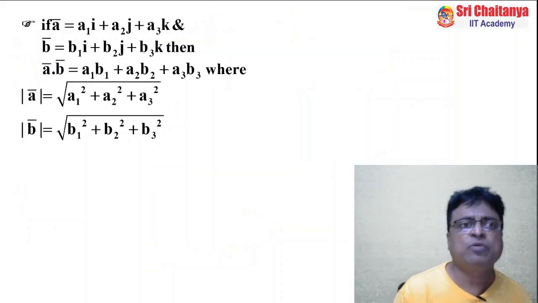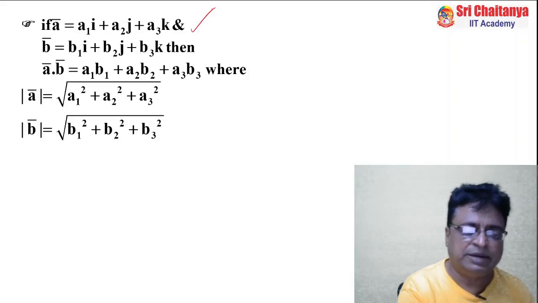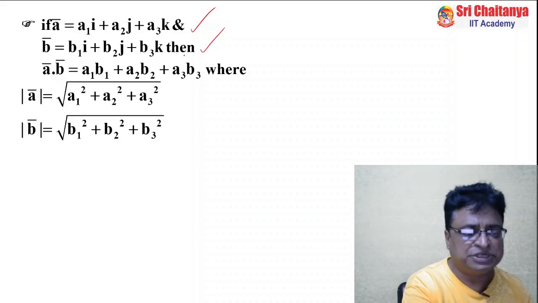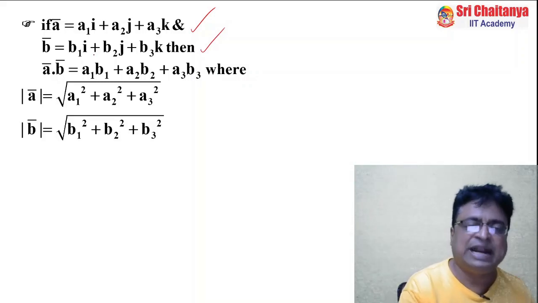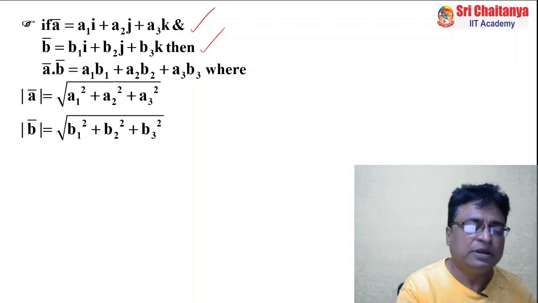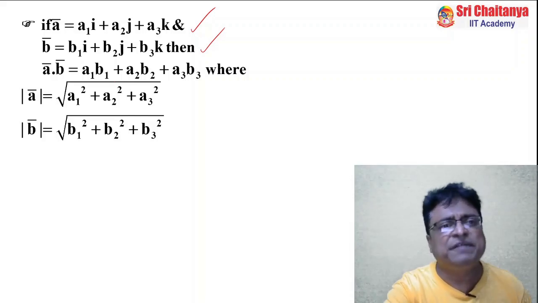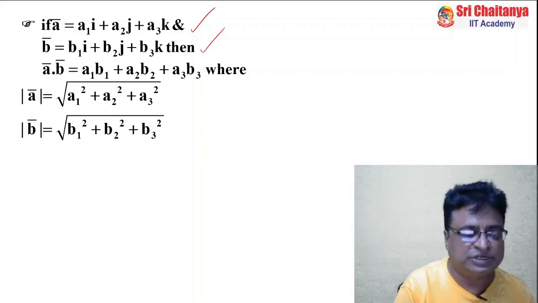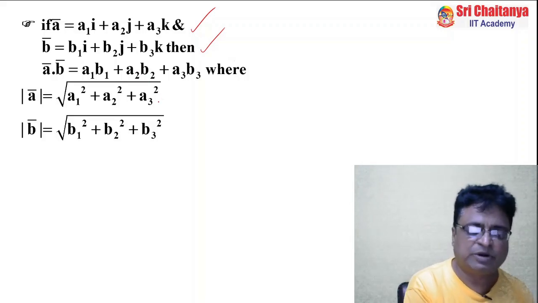Okay. Now coming to, if A bar equal to a1i plus a2j plus a3k and B bar equal to b1i plus b2j plus b3k, what is A bar dot B bar? You just multiply the corresponding ijk coefficients and add them. That means a1 b1 plus a2 b2 plus a3 b3. Because if I multiply i with j and j with k, the dot product becomes 0. That's why ultimately I will get this as the answer. And mod A bar equal to root of a1 square plus a2 square plus a3 square.